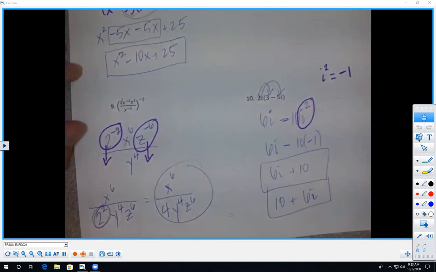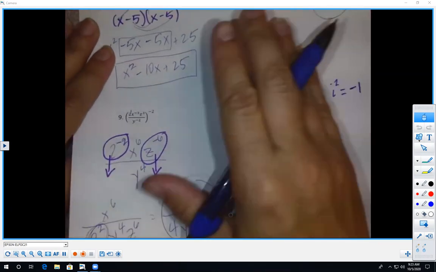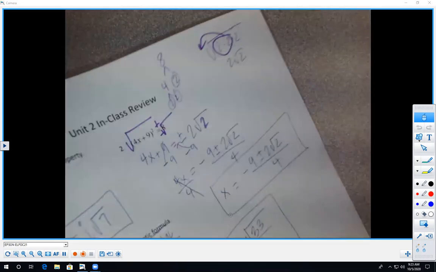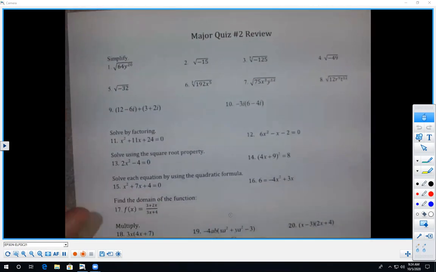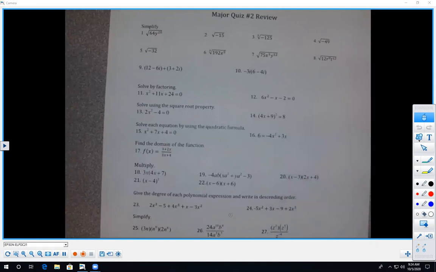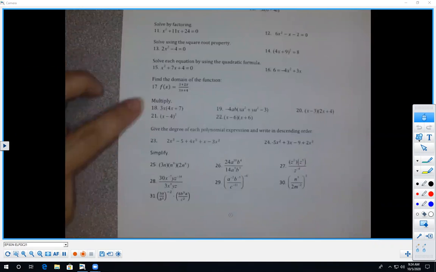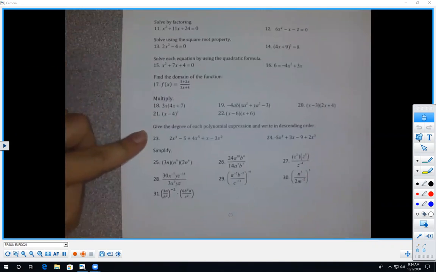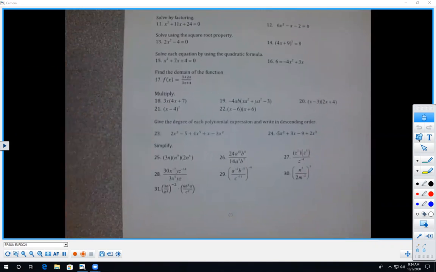Questions about that? Okay, you have to be able to do those problems on your exam. Look at the review. Here is more examples of those same types of problems. The only thing that wasn't on that paper we just did was like number 17, finding the domain, and then 23 and 24, the degree and descending order. But everything else, there was an example of it on that paper we just did.